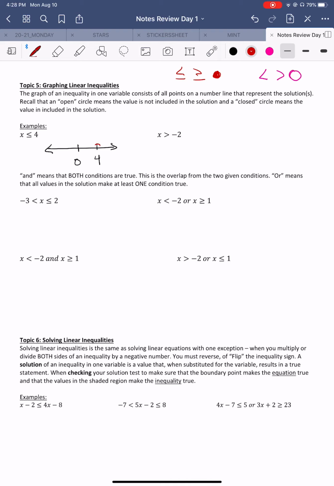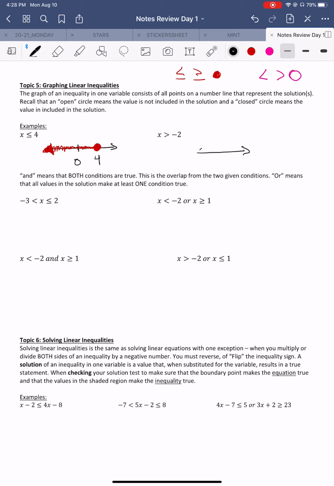We have that equal. I'm going to go ahead and close that circle. Anything less than 4 is part of the solution, so I'm just going to shade my number line over here. And these are all valid answers, right? That means I can substitute anything that is less than 4 and it would give me a true statement. On the other side, x is greater than -2.